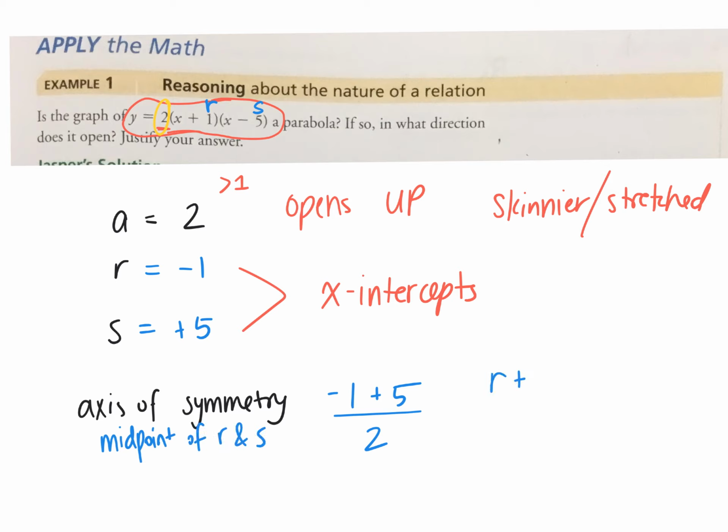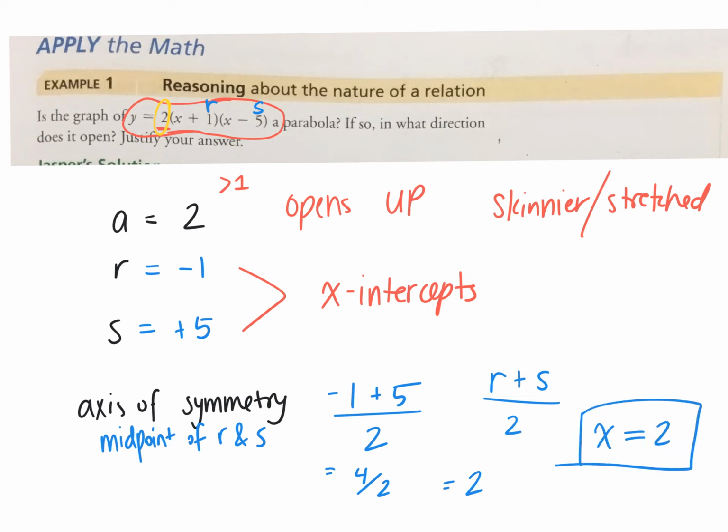So you're taking R plus S and dividing it by 2 to get the axis of symmetry, right? Now that you know R and S, you can find the axis of symmetry. So what's negative 1 plus 5? 4 divided by 2 equals 2, so the axis of symmetry is x equals 2. Okay, so just from this equation, without even graphing, you were able to find the A value, the x-intercepts, the axis of symmetry.